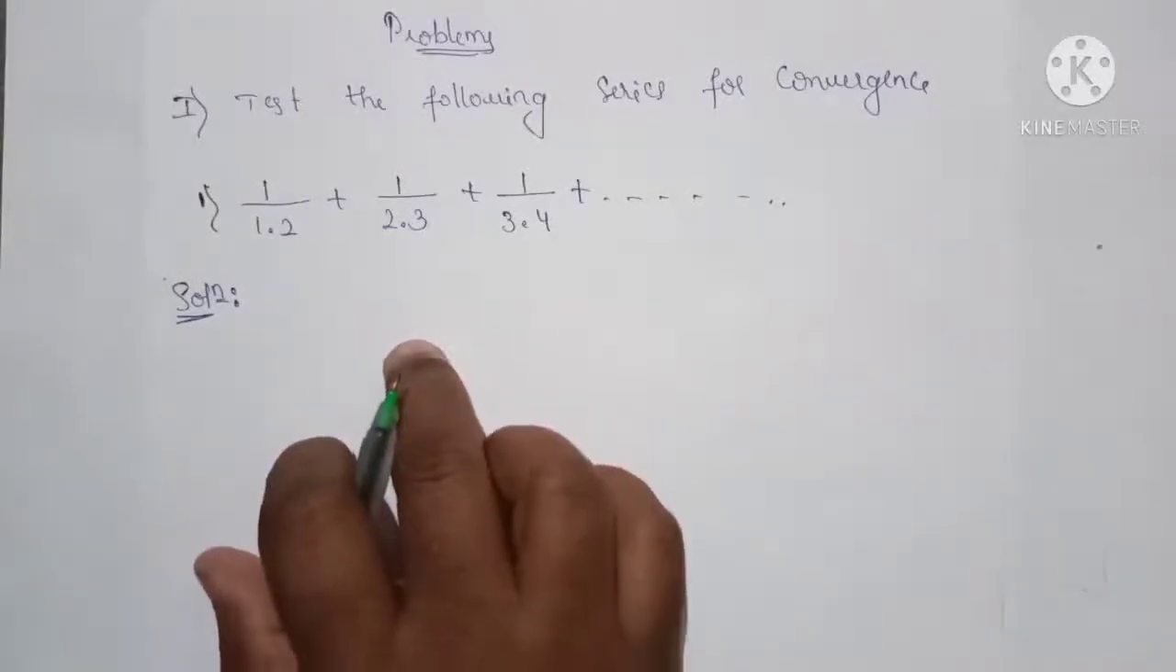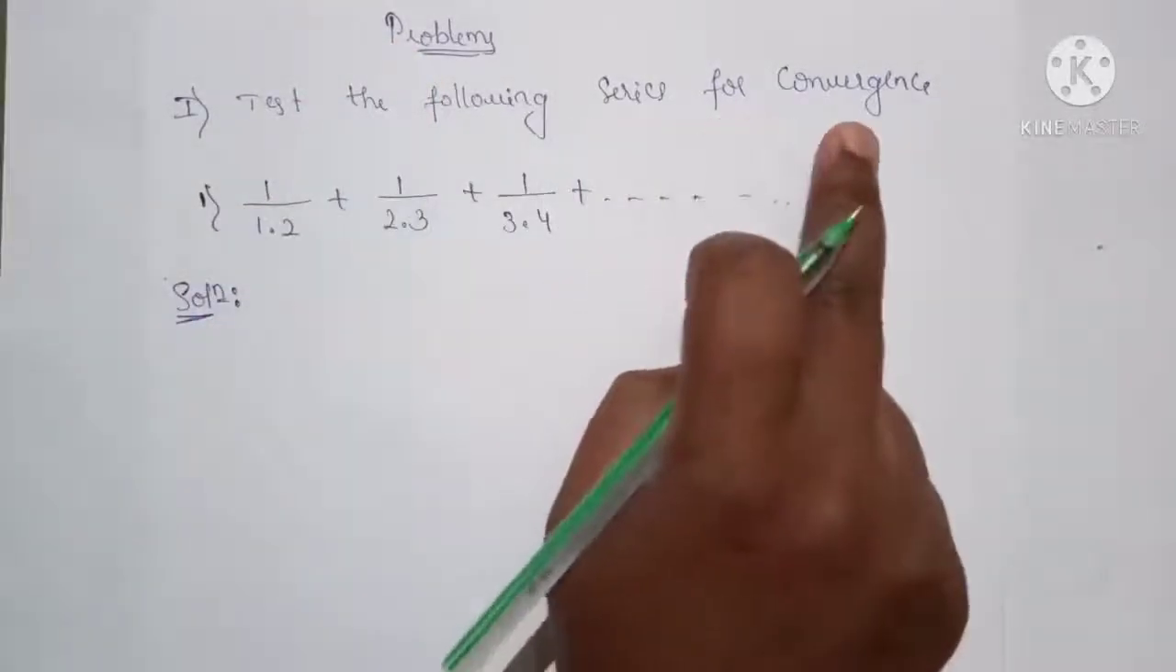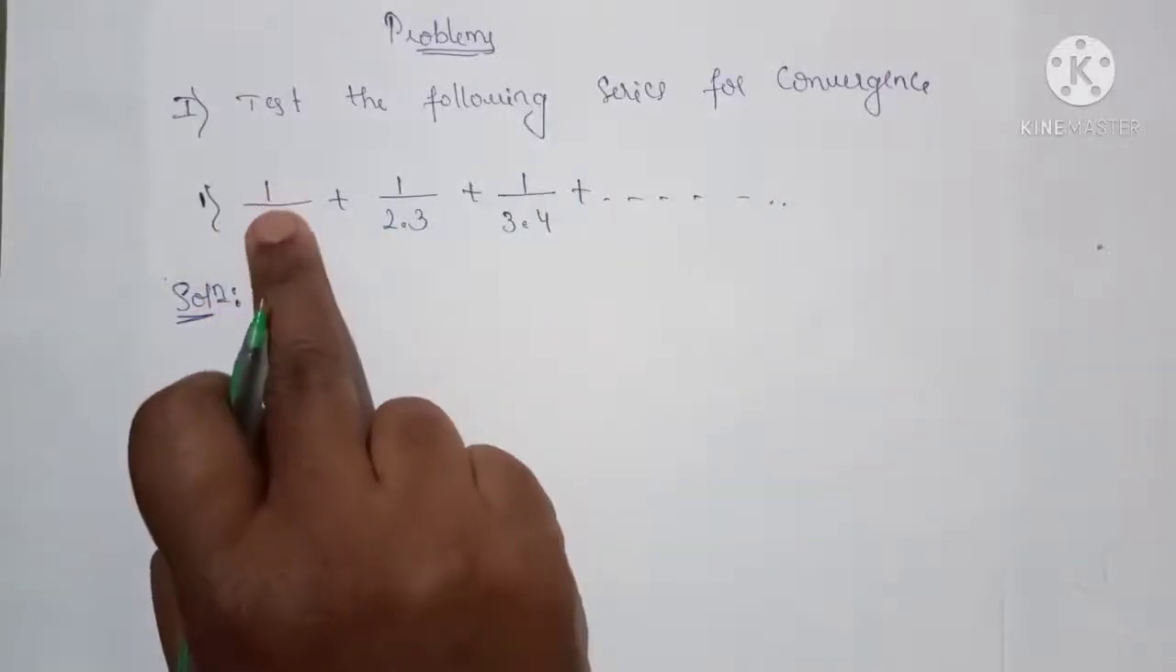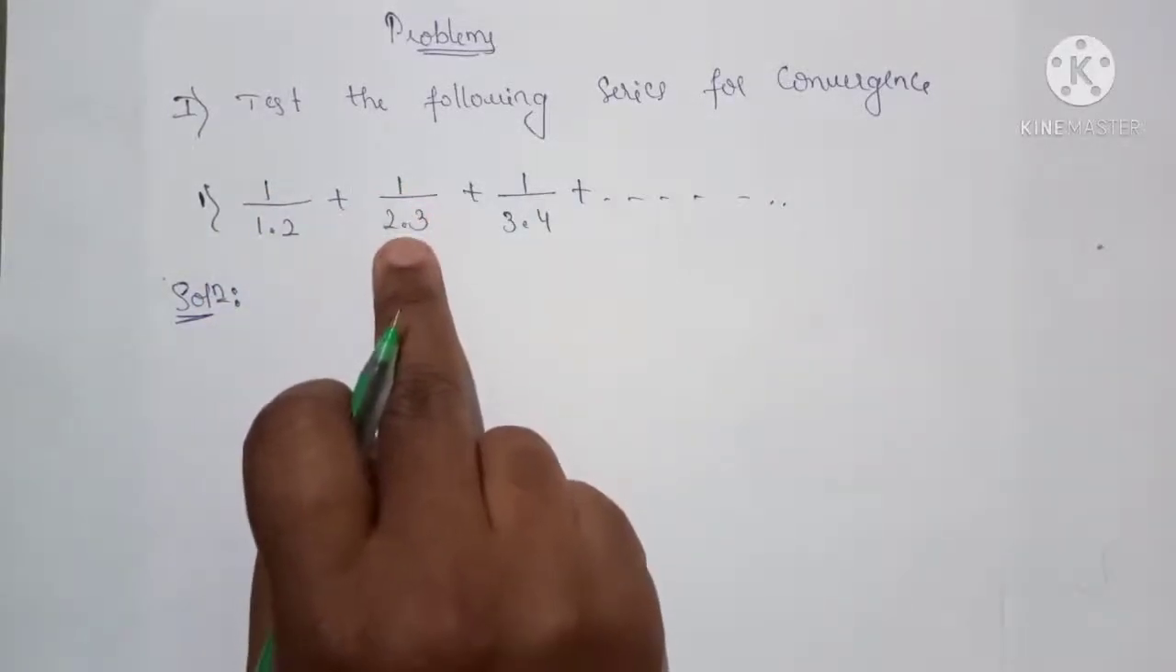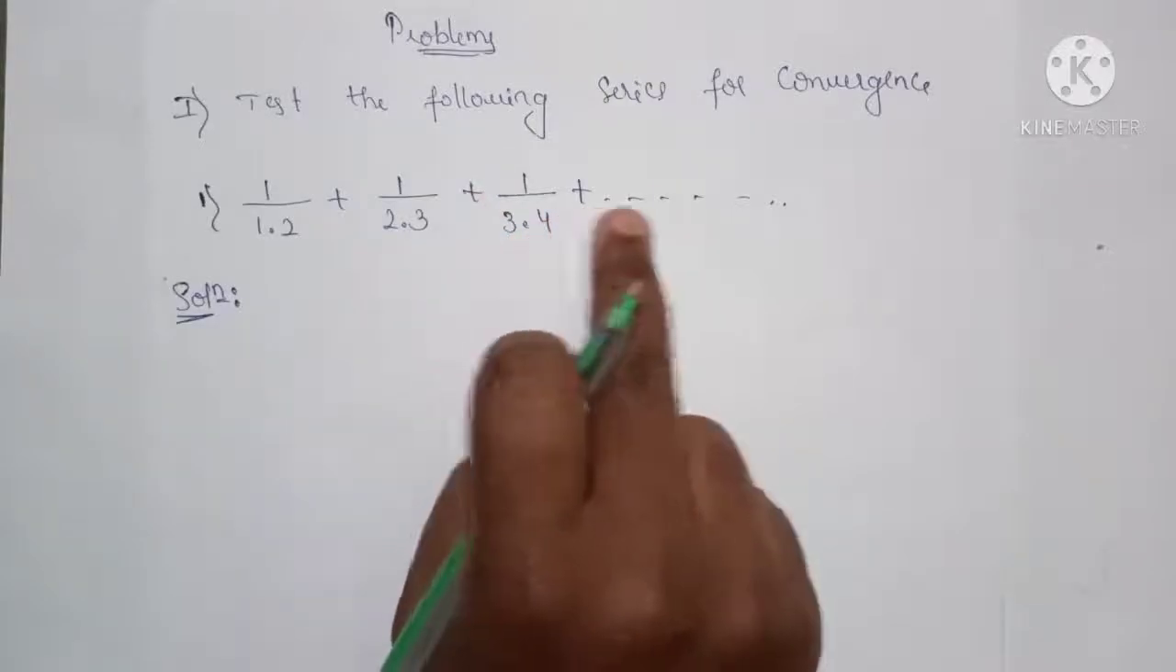Now we shall start some problems. Test the following series for convergence. First one, 1 divided by 1 into 2 plus 1 divided by 2 into 3 plus 1 divided by 3 into 4, and so on.